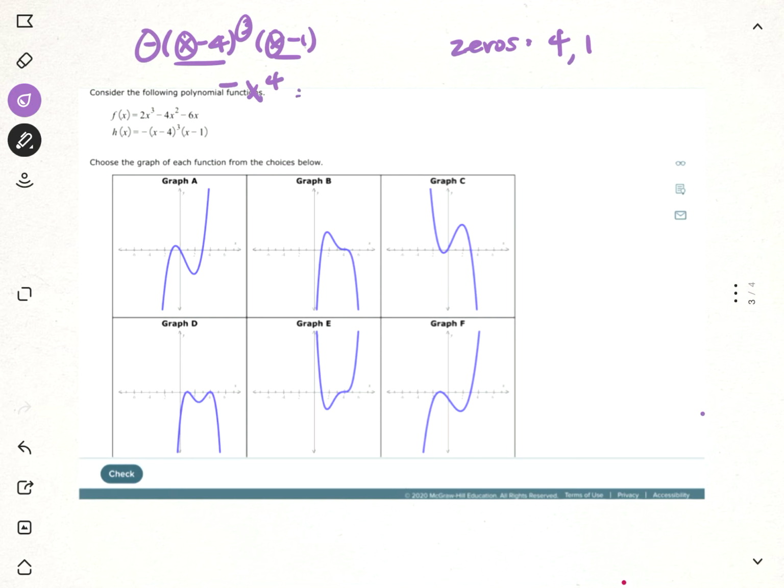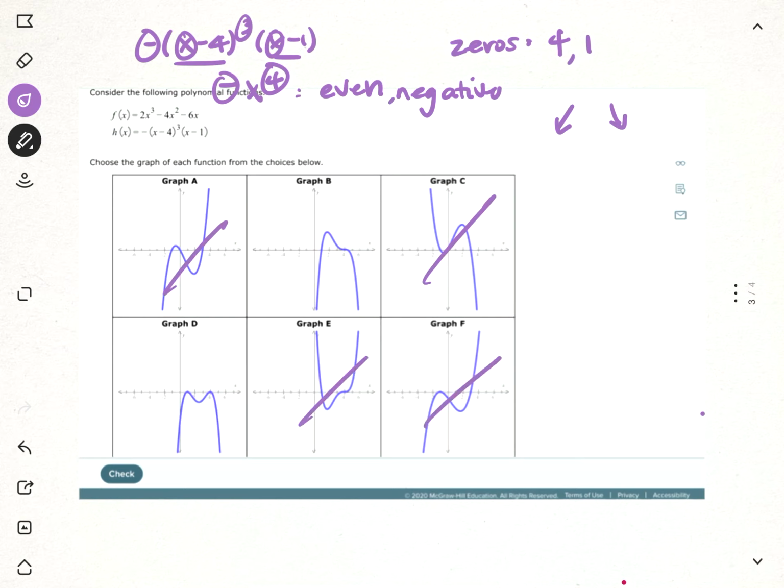What we know about this is that it's an even and a negative. So if we have an even and negative, we have a falling, falling. So let's cross out all the ones that are not falling, falling, left and right. Now of these two, which one has intercepts at 4 and 1? Well, this one has 4 and 1. This one also has intercepts at 4 and 1.